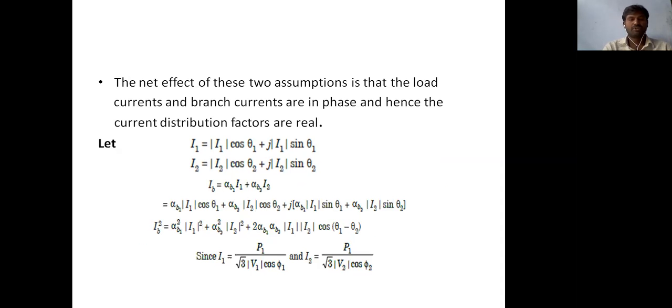So here we know the three-phase power. P1 equals root 3 into V1 into I1 cos phi 1, so you get I1. The active power P equals root 3 into V I into cos phi. So I1 equals P1 by root 3 into V1 into cos phi 1. The second branch current is also here: P2 by root 3 V2 cos phi 2.